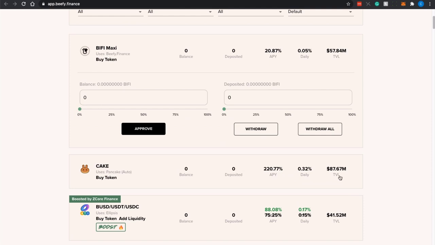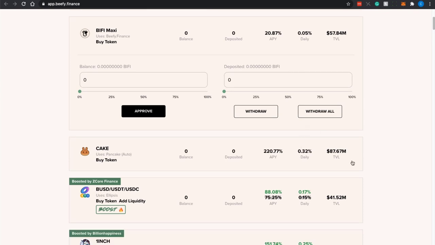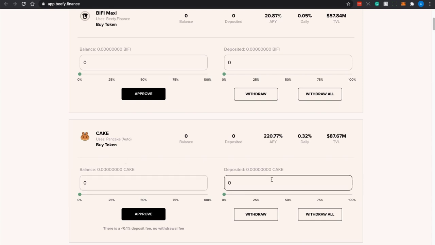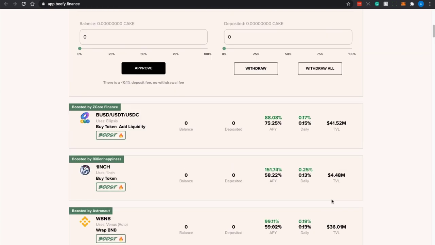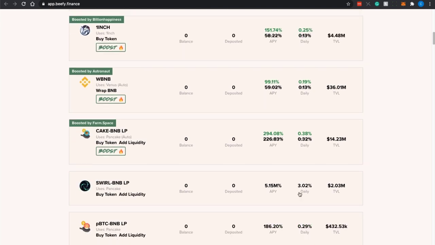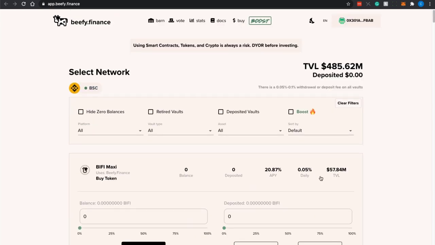But if you want to mine BIFI tokens, you are not able to do so because most of it is already out. You can only buy, or if you have existing BIFI tokens, you can stake them to earn more BIFI tokens. And as for the rest, you have cake here. So you stake or deposit cake for more cake, and you have other single token pools or LP pools. All the stats are already shown here.